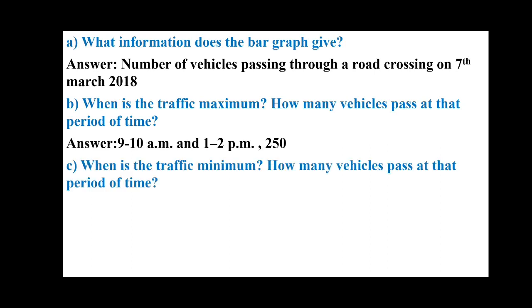Third question: when is the traffic minimum? The traffic is minimum at 12 to 1 pm. How many vehicles pass at that period of time? 12 to 1 pm, 100 vehicles pass.